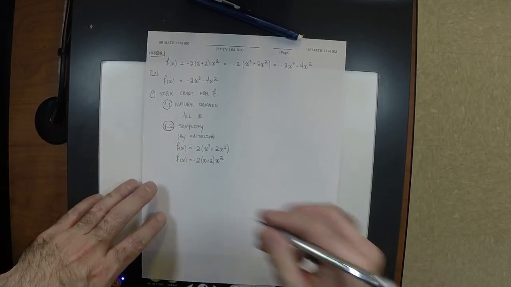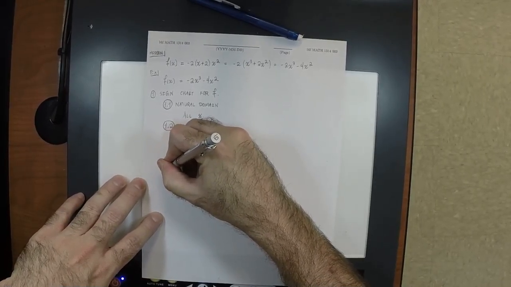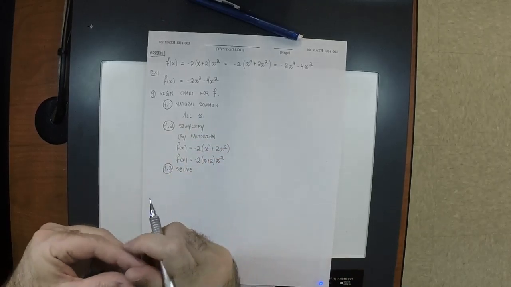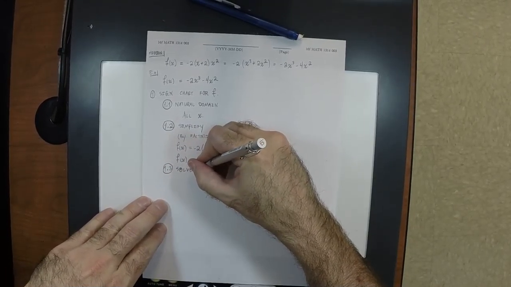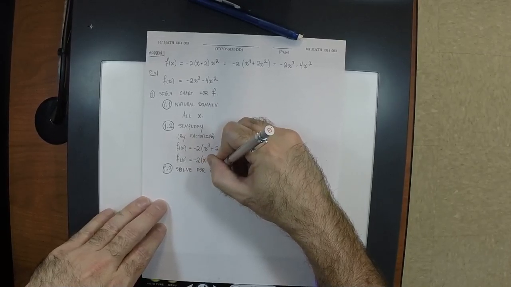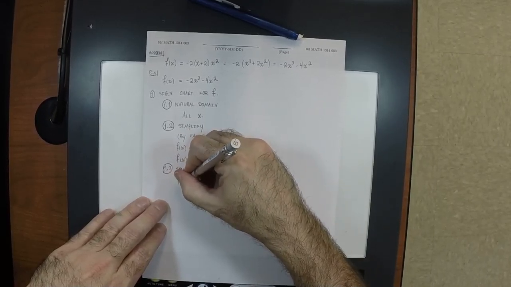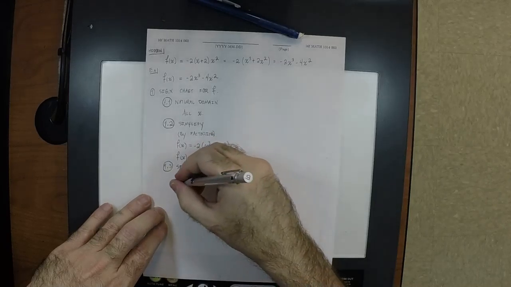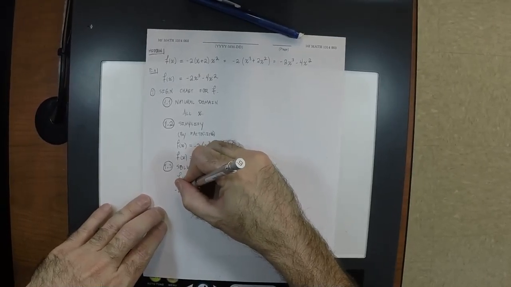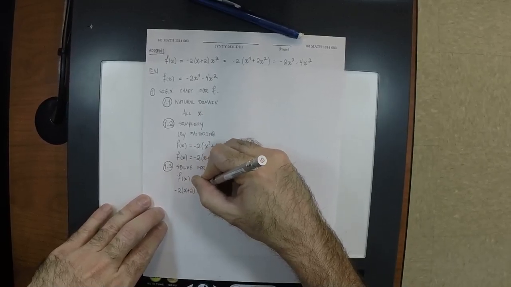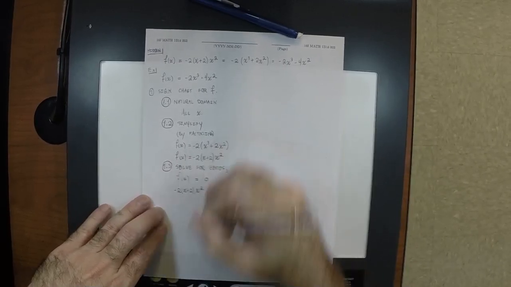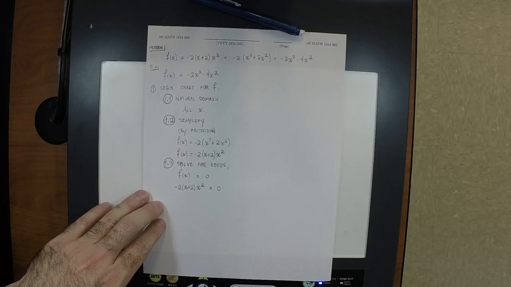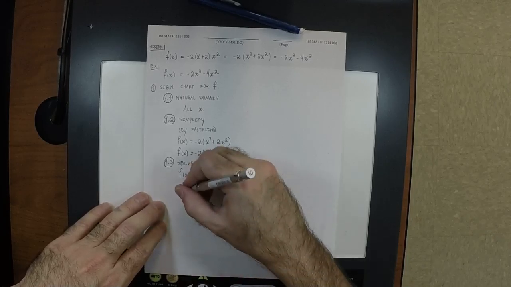So we simplified it. What's the next step in a sign chart? Yes, now we solve. Solve for the zeros. Which is to say, we want to solve f of x is equal to 0. So we want to solve the equation negative 2 multiplied by x plus 2 multiplied by x squared is 0. Well, now that we did all the hard work of factoring it, solving it is fairly straightforward. What are the zeros? Very good.